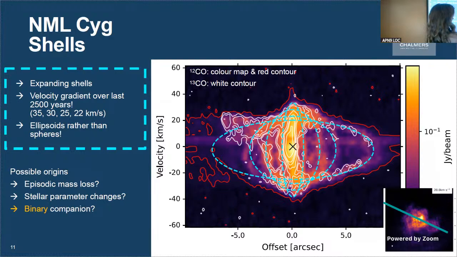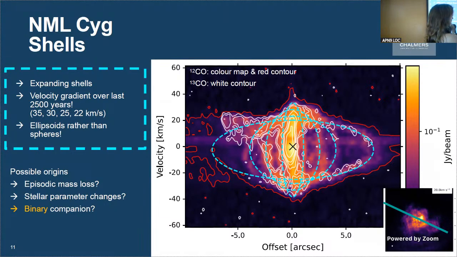So you see that the shells closer to the star are more extended along our velocity axis, right? So we're seeing that this material is accelerating over time. There's no obvious way of doing this unless, I guess, your stellar parameters are changing, which, I mean, this is over 2,500 years. We don't have information on those timescales.